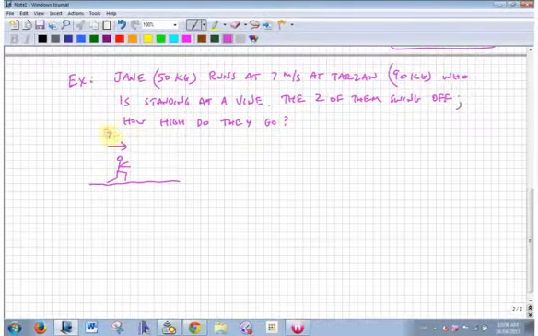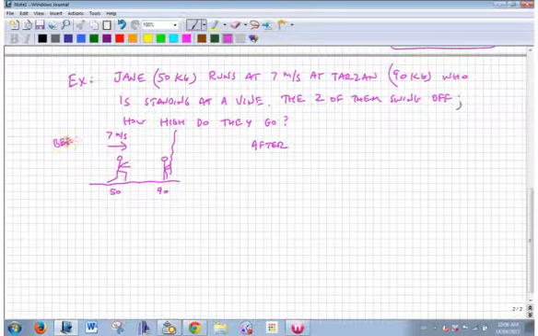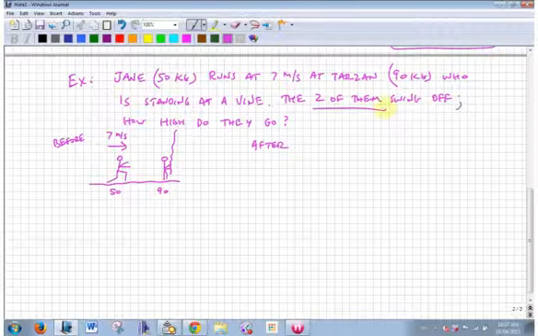Jane. Tarzan. Okay, 50 kg, 90 kg. That's before. What should I call this? What happens when the two of them, is that like a collision? Sure. Do they stick together? They do.